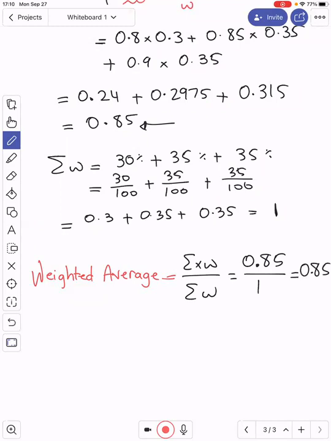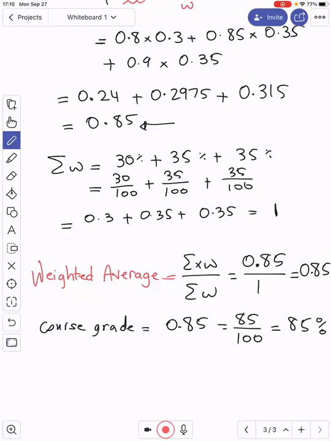Okay. So what we are saying here, guys, is that your course grade is going to be 0.85. In other words, this is 85 over 100. Or if you would prefer percentage, this is 85%. So that would probably be a B. As a letter grade, that would probably be B or B plus if you have a nice instructor.